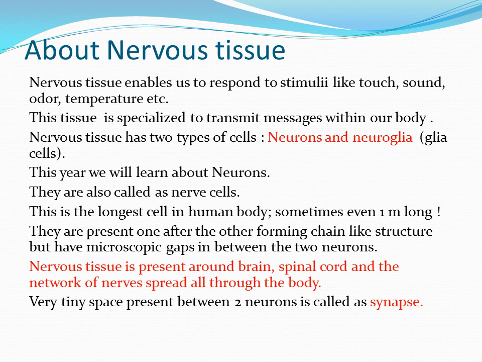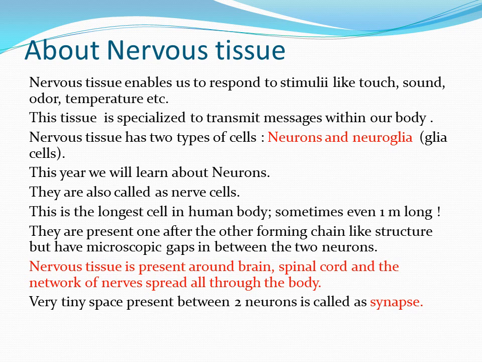Nervous tissue is made up of two types of cells, neurons and neuroglia. Neurons are cells which actually transmit information in the form of electric signals, and glia cells, or neuroglia, act as a supportive unit to carry out this function of sending information in the form of electric signals. This year we will study the structure and function of neurons or nerve cells.